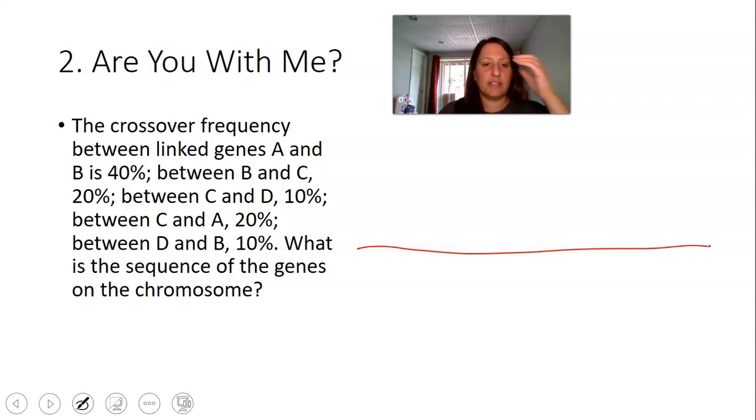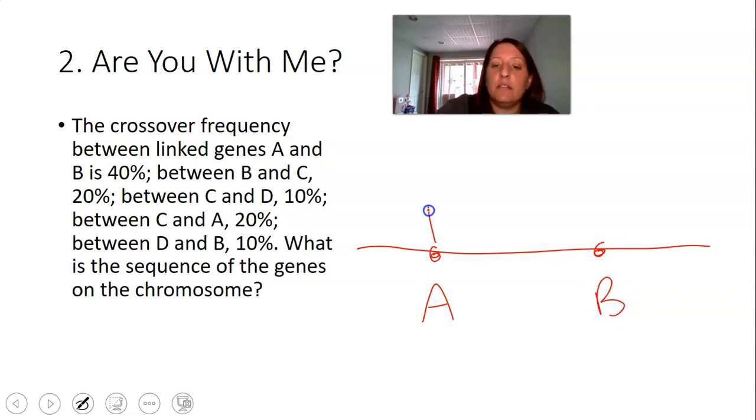The first set of genes that we talk about are the A and B genes, and those are 40 map units apart. They have a recombination frequency of 40%, and therefore they're 40 map units apart. So I'm going to arbitrarily go, okay, there's A, and there's B. Then I like to designate the distance. So this is going to be 40 map units.